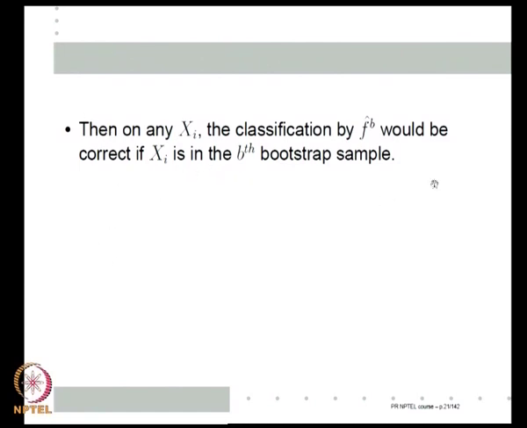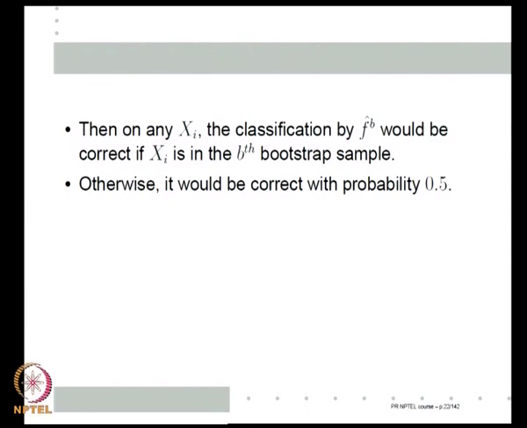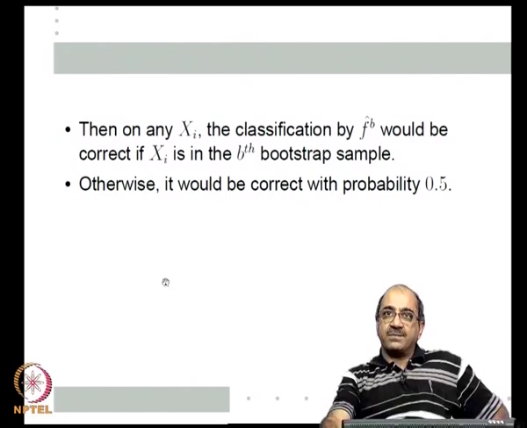So, on any xi, the classification by f hat b would be correct if the particular xi happens to be in the bth bootstrap data set. If it is not there, then obviously there will be something else that is nearest, but it really does not matter because class labels are random. I can get the correct class label with probability only 0.5, right. So, for my one nearest neighbor, the expected bootstrap error would be 0.5 times the probability that a random xi will not be in an arbitrary bth bootstrap sample, right.